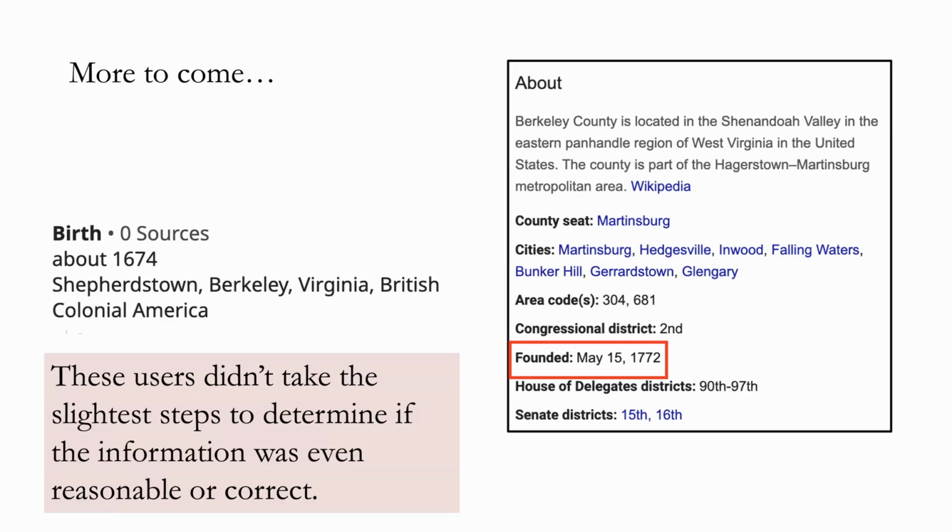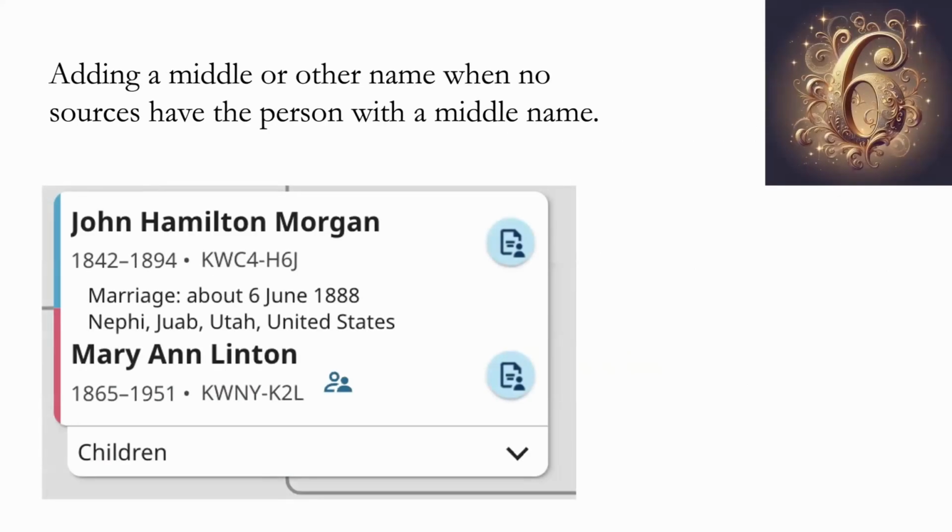By the way, this particular line, I've just been waiting for somebody in the family to correct it. Other than me, it is my family, but I need these extra obvious errors to use occasionally for examples. These users didn't take the slightest steps to determine if the information was even reasonable or correct, and they just stuck in some names and stuck in some places. So, do we even know if we have the right people? We don't even know that. And this is another one.